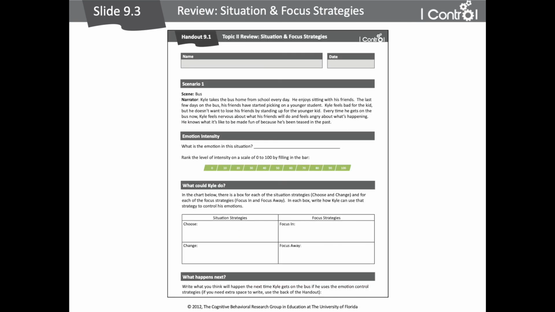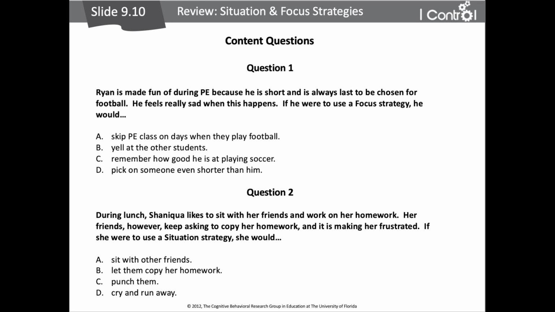Now pause the video and locate handout 9.1 in your student workbook and read the scenario where you need to use your strategies. You need to decide which strategies to use to have the best outcome. When you're done, press play. Let's turn to the content questions for Unit 3, Lesson 9 in your iControl student workbook to check your understanding of this lesson. Pause the video while you answer the questions. When you're done, press play.